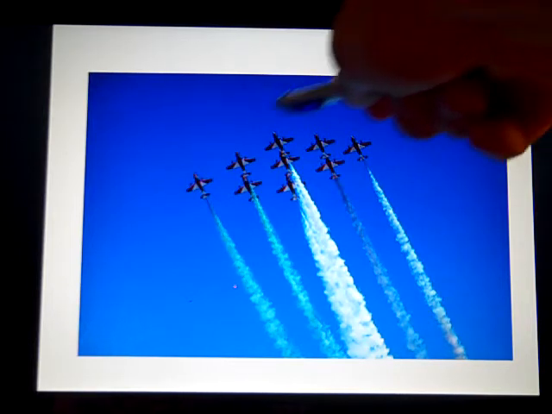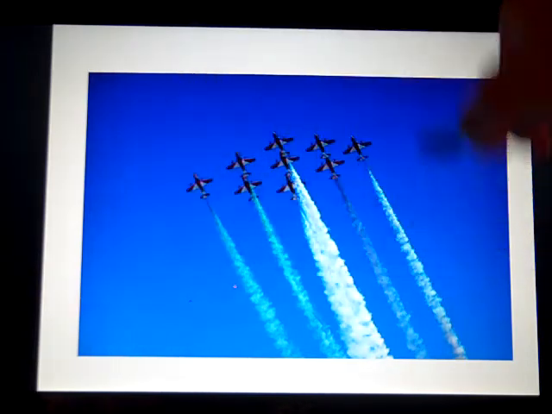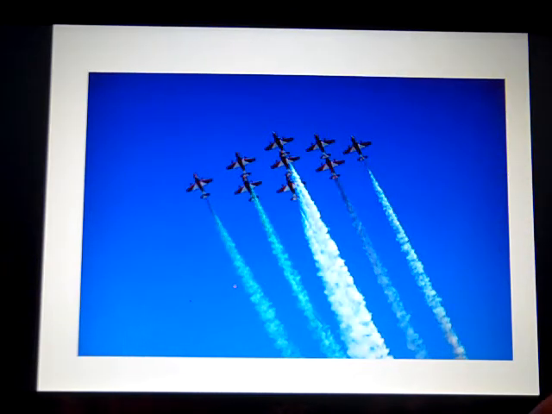Same with airplanes flying in formation. You're probably going to view this as one object or one thing because, again, they're moving in the same direction and at the same speed.